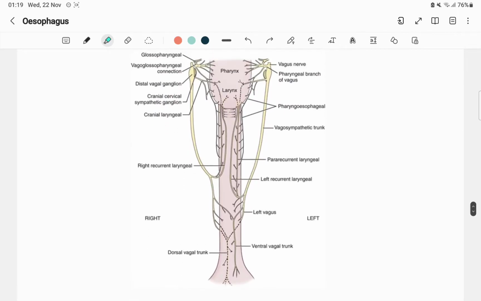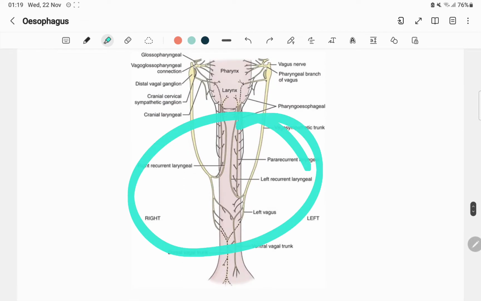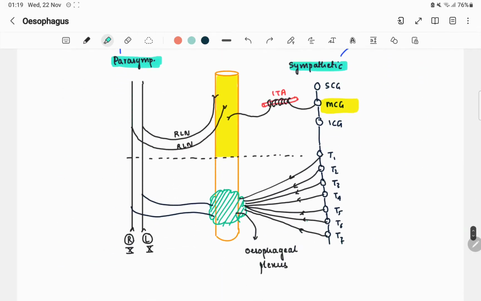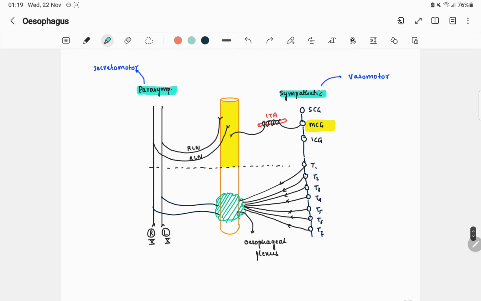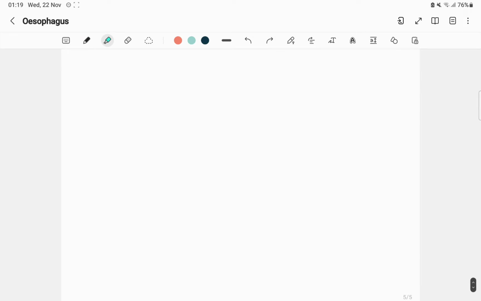You can see some things here, but here it is a bit complex and messed up. So you can just remember this diagram. Understood? You can take a screenshot. So let's finish the esophagus and move ahead in our discussion.